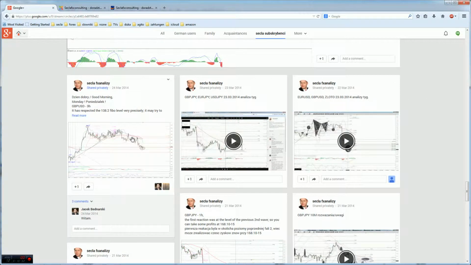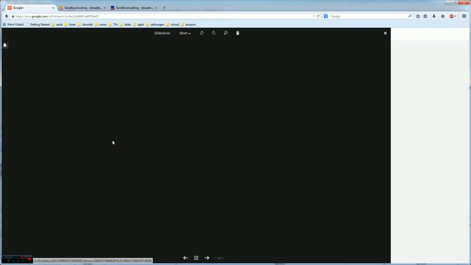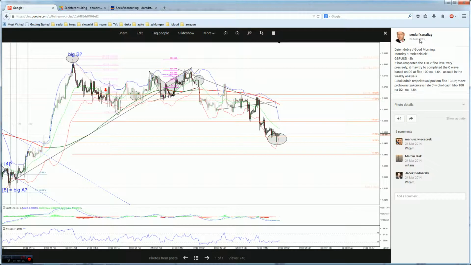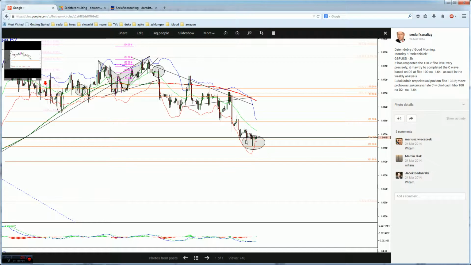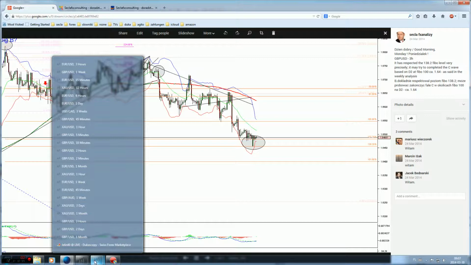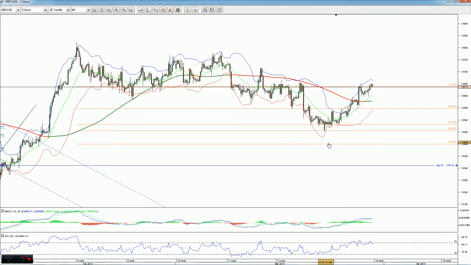This is what I've shown, published on the 24th of March. This is one of my counts, shown on the Google Plus account, and I was indicating that the market may end the C wave at this area, and look how precisely it happened. And I decided to start sending signals based on such counts.